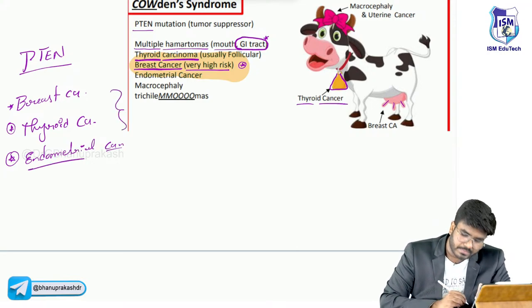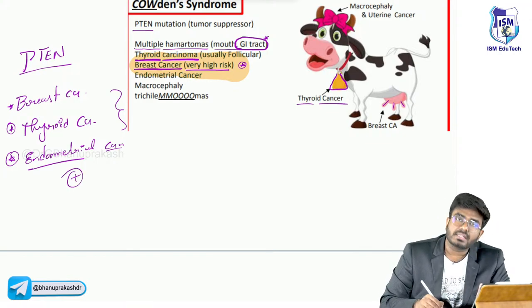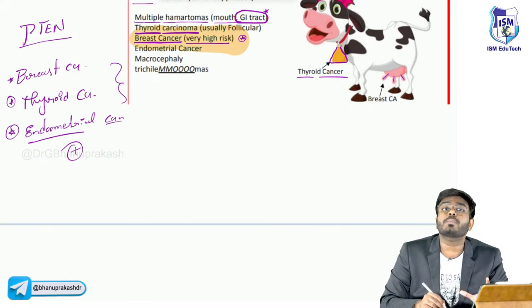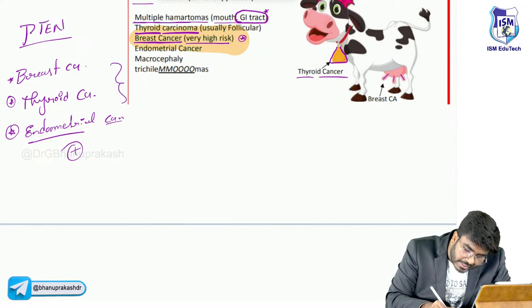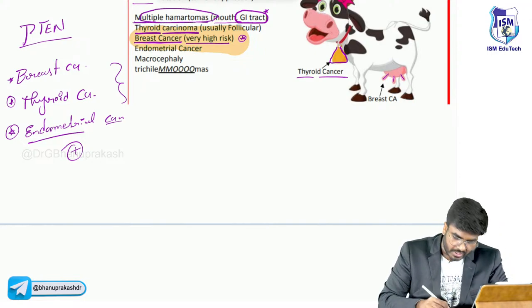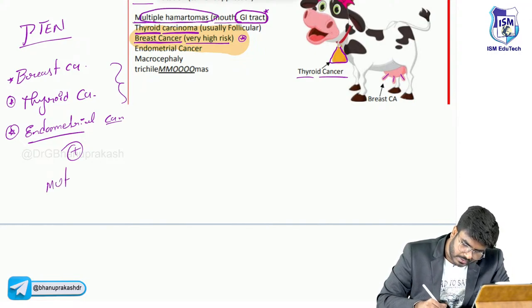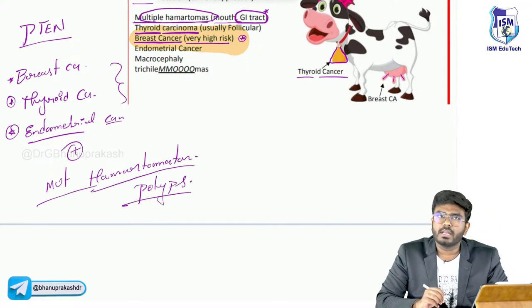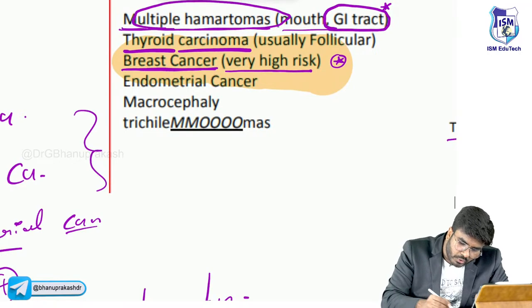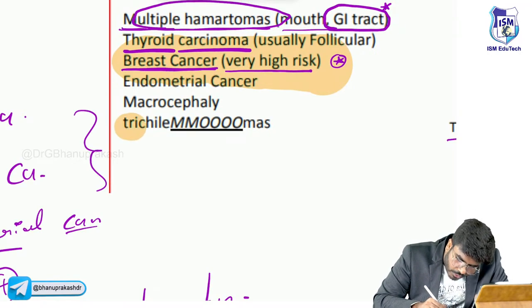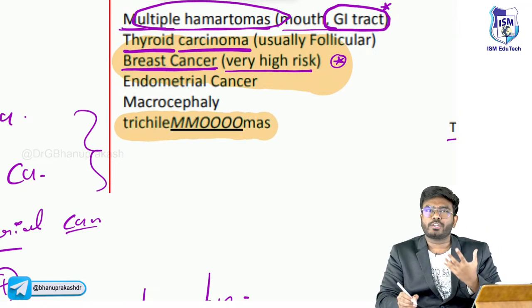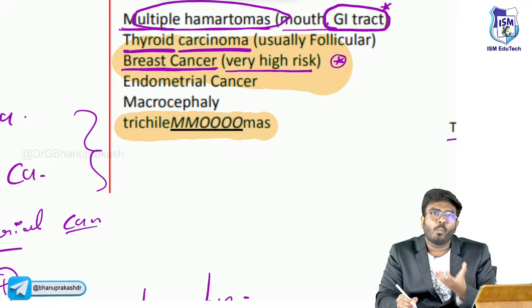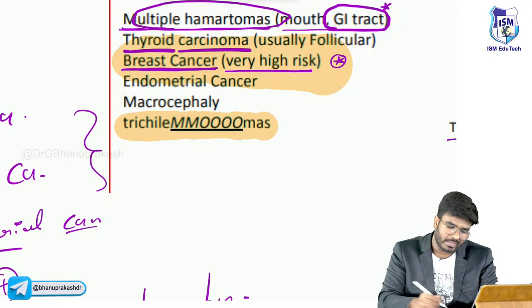So there are three cancers. Apart from cancers, these patients are going to have non-neoplastic polyps, the hamartomatous polyps. Multiple hamartomatous polyps are seen in the gastrointestinal tract. Now, is anything else going to be seen? This is something important. How does a cow shout? Moo, right?